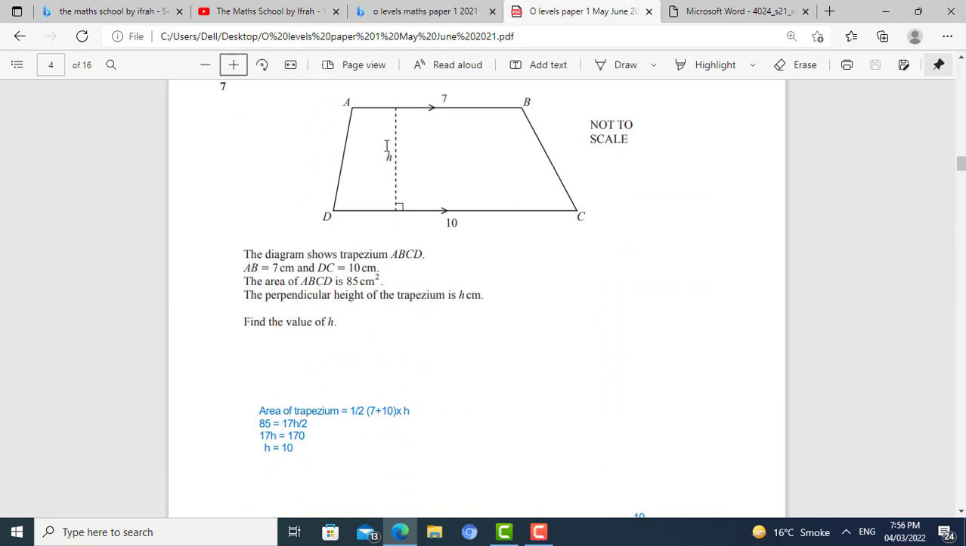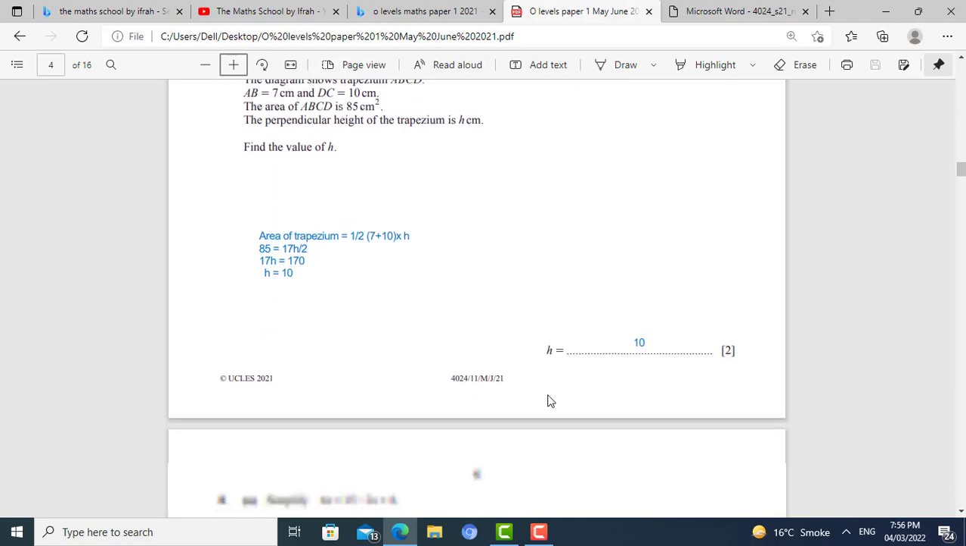This diagram is not drawn to scale. This is basically a trapezium. ABCD is a trapezium where AB is 7 and DC is 10, and the area of ABCD is 85 centimeters square. The perpendicular height of the trapezium is h centimeters. Find the value of h. Now the area of the trapezium is 1 by 2 sum of parallel sides into height. The area given, 85, is equal to 17h over 2. 17h is 170 and h is 10. So the height of the trapezium is 10 centimeters.